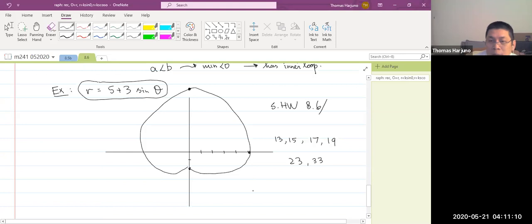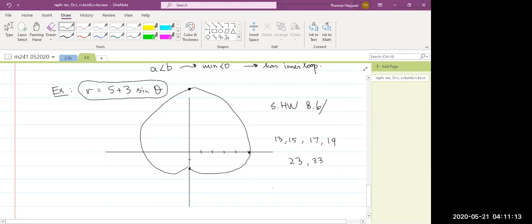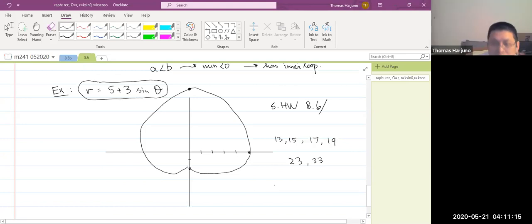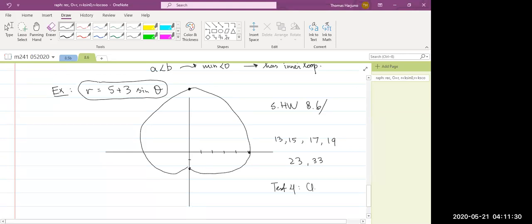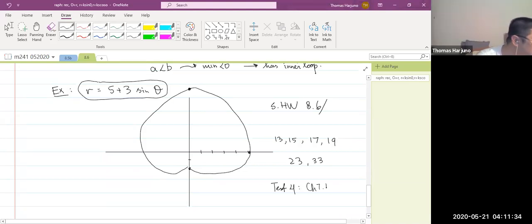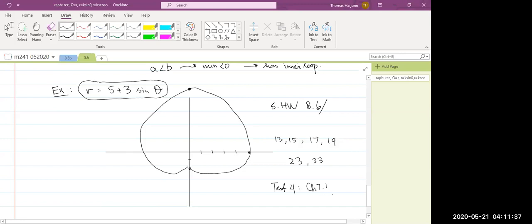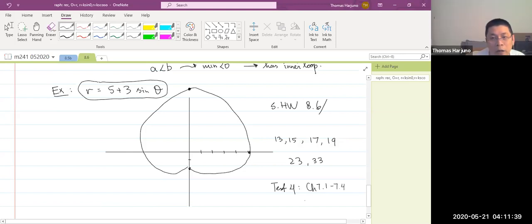We have a test. Repeat again. This is the last section for the entire semester? Yes, that's right. Now your test 4, will be starting from where? Let me see again. I believe your test 4 starts from chapter 7, 7.1 up to 7.4 only. And then for chapter 8, that will be 8.2 to 8.5 only.